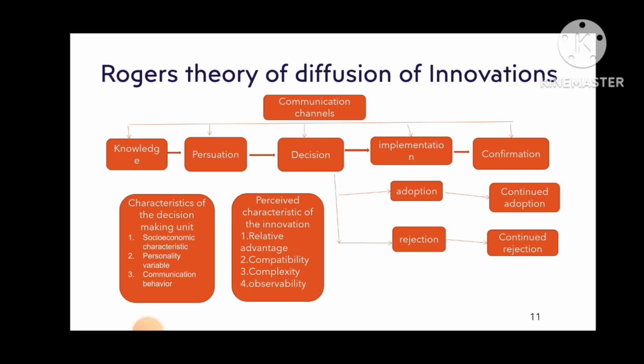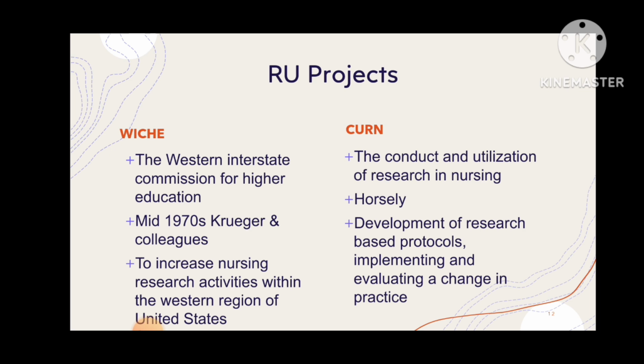So this is the Rogers theory of diffusions, which is widely used for utilization of research. So these were the research utilization projects which were there in the 1970s and 80s. First one is Western Interstate Commission for Higher Education, which was developed in the mid-1970s by Kruger and colleagues, which was developed to increase nursing research activities within the western region of United States.